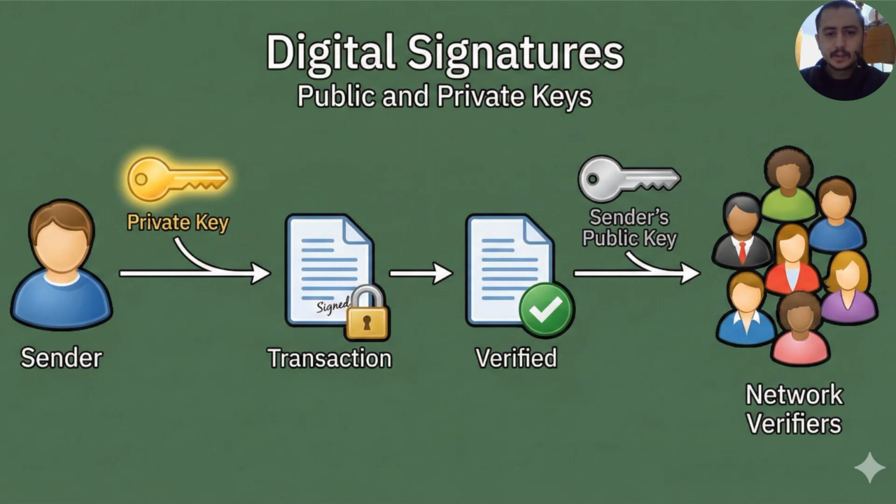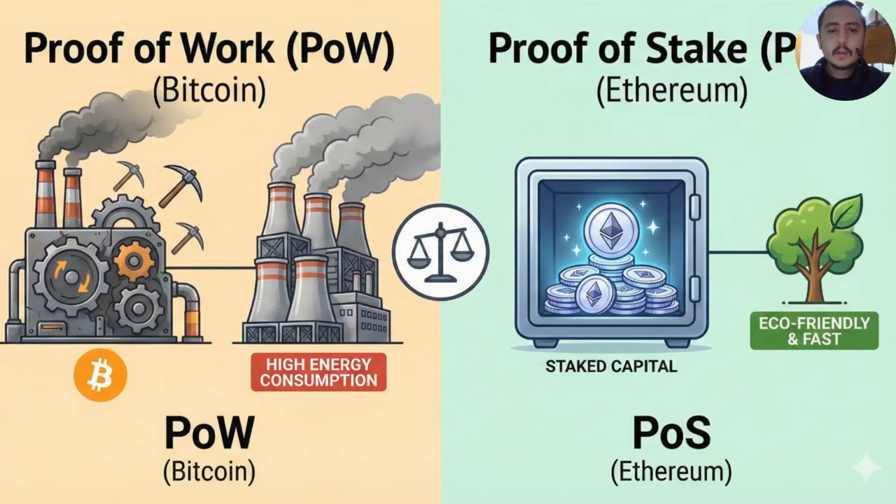Second, digital signature. Here we use asymmetric encryption as illustrated here. Think of it like a bank account. Your public key is like your IBAN number, everyone can see it. Your private key is like your PIN code, only you know it. You sign a transaction with your private key to provide identity, but you never reveal your password on the network. This eliminates identity theft. Now, next let's talk about consensus.